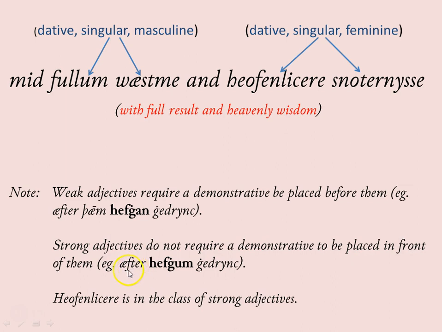So you have after hevyum yedrunk. Notice there's no tham in front. And so this is a strong adjective, hevyum. Now, herven likere is in the class of strong adjectives because up here there's no tham in front of it. Okay, so it's a strong adjective.